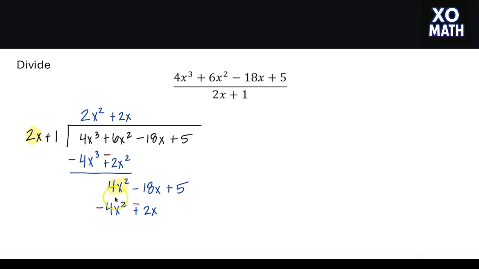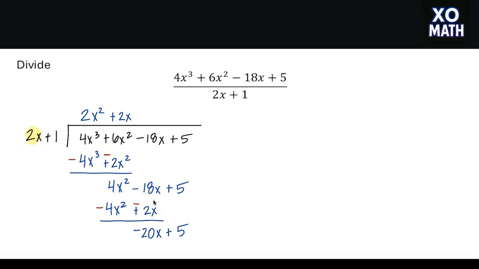But again, we're going to subtract those quantities. So we have 4x squared minus 4x squared, that zeroes out. We have negative 18x minus 2x, that's going to give me a negative 20x, and then we'll bring down the plus 5. And then we repeat the process again.